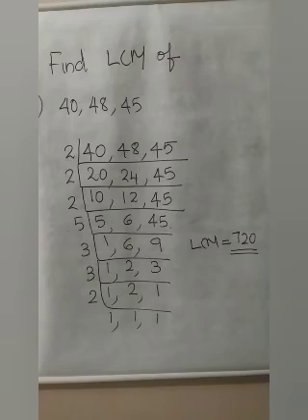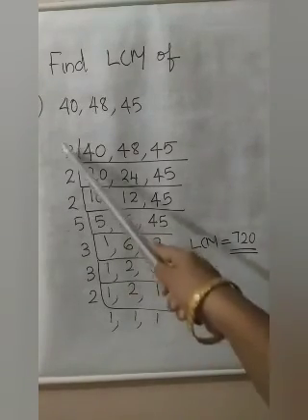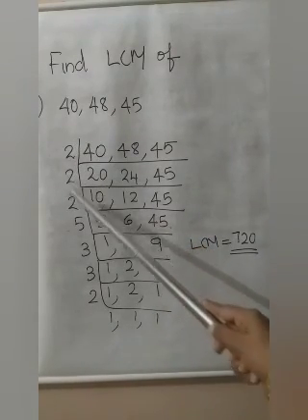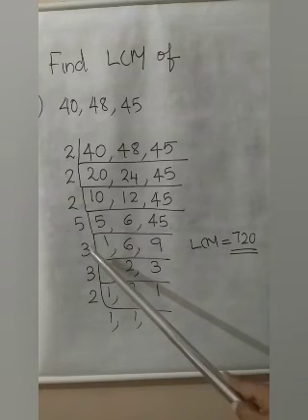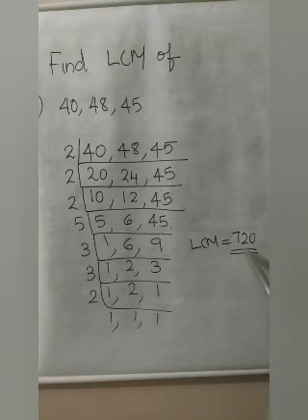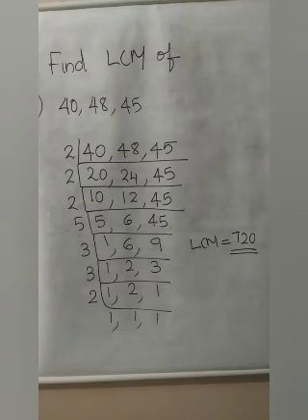So I made all the numbers 1. Now what will be the LCM? I told you the LCM will be the numbers coming here. Just multiply these numbers. 2 into 2, 4. 4 into 2, 8. 8 into 5, 40. 40 into 3, 120. 120 into 3, 360. 360 into 2, 720. So what is the LCM of 40, 48 and 45? 720.